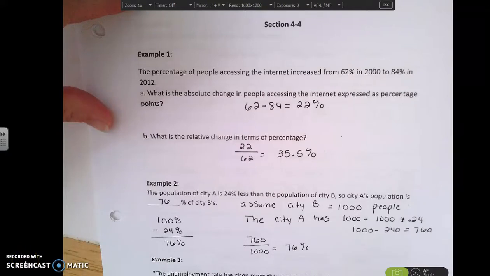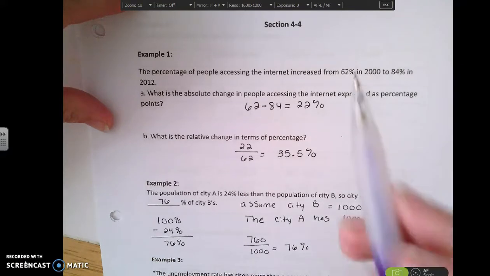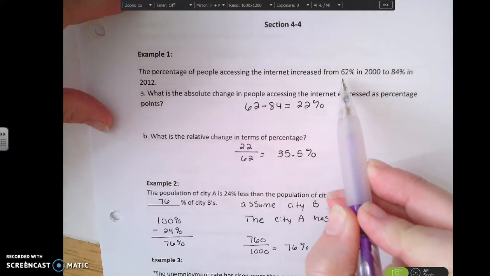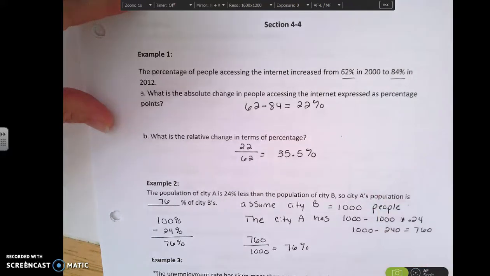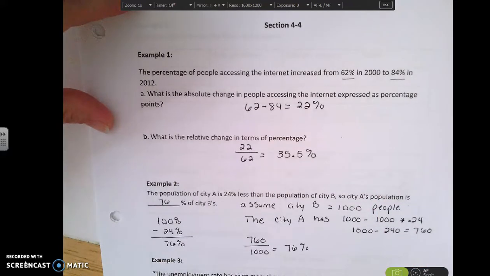All right, we're looking at section 4.4, and this one's again talking about percentage of change and rate of change, but there's a big difference. For example 1, you'll notice they're giving you 62% and then 84%. So instead of giving you the values, they're giving you the percentages of change. So what we're figuring out is a little bit different.